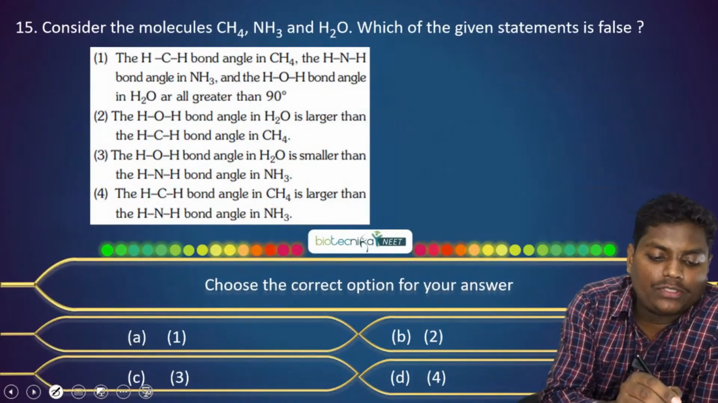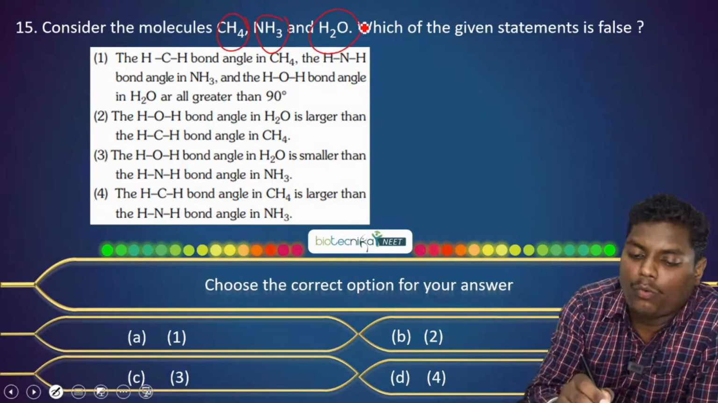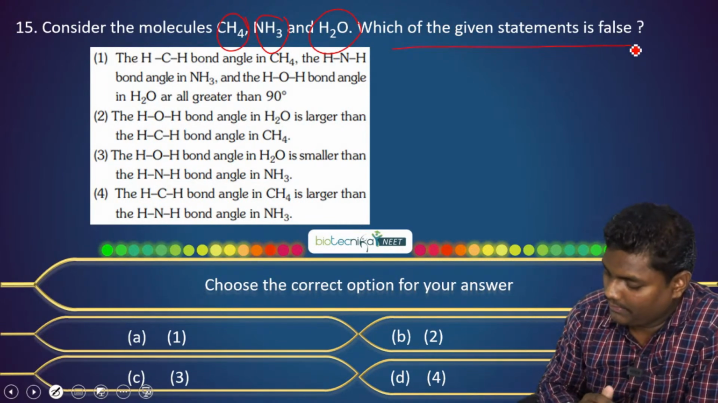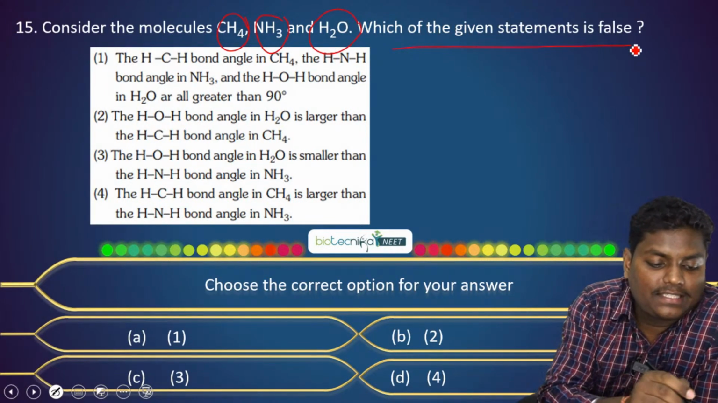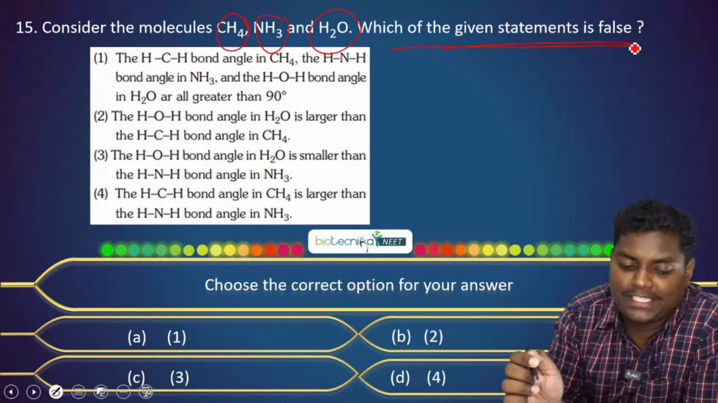Consider the molecules methane, ammonia and water. Which of the given statement is false?